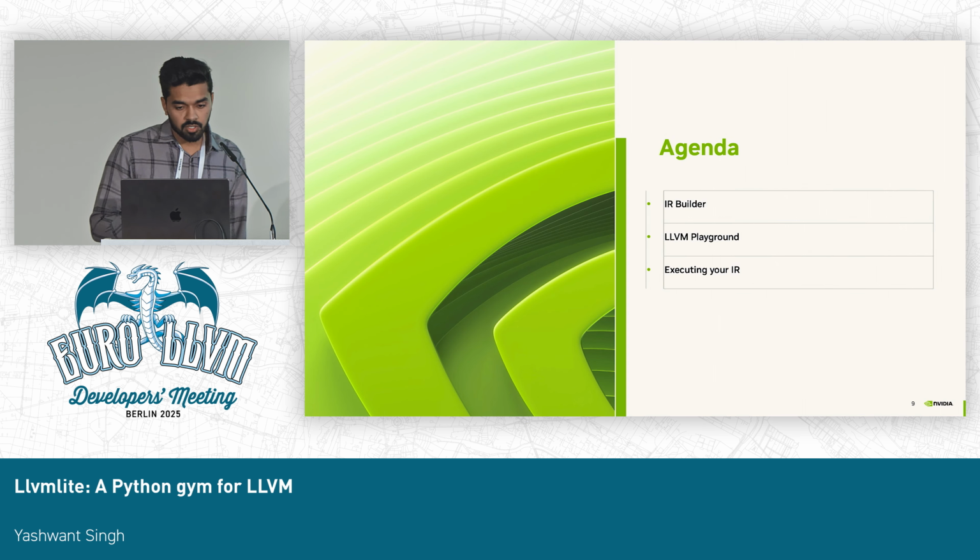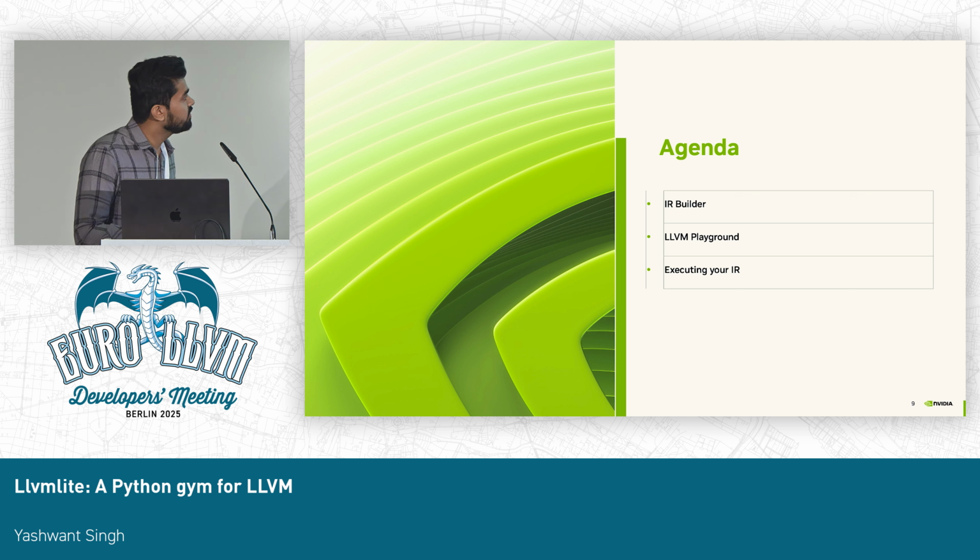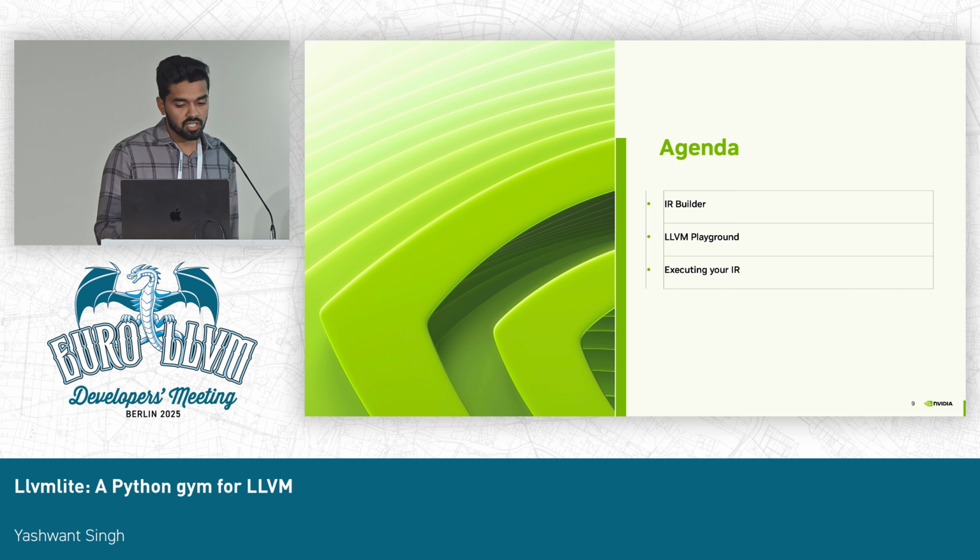Coming back to this talk, I'm going to talk more about LLVMlite, and basically three main things which make LLVMlite what it is. The IR builder, which is a compiler frontend, and LLVM playground. I'm calling it LLVM playground. I'll show you some examples of how you can use LLVMlite to develop day-to-day tools as a compiler engineer. And in the very end, I have a few slides about how you can directly execute any LLVM IR you have using LLVM's JIT execution engine in Python.